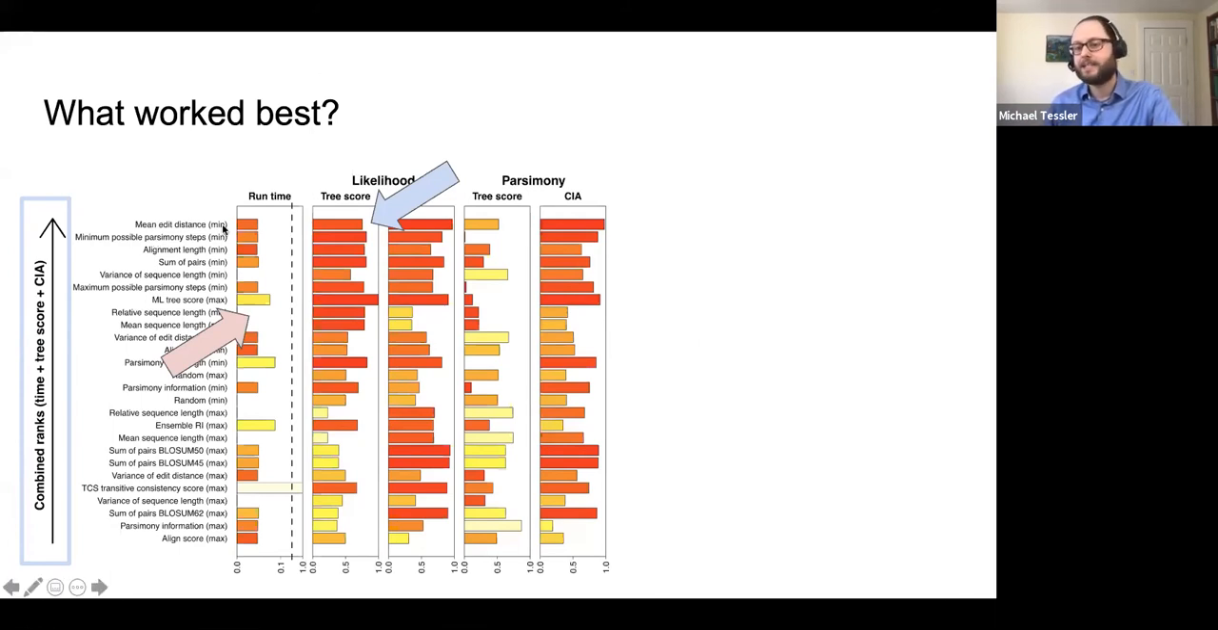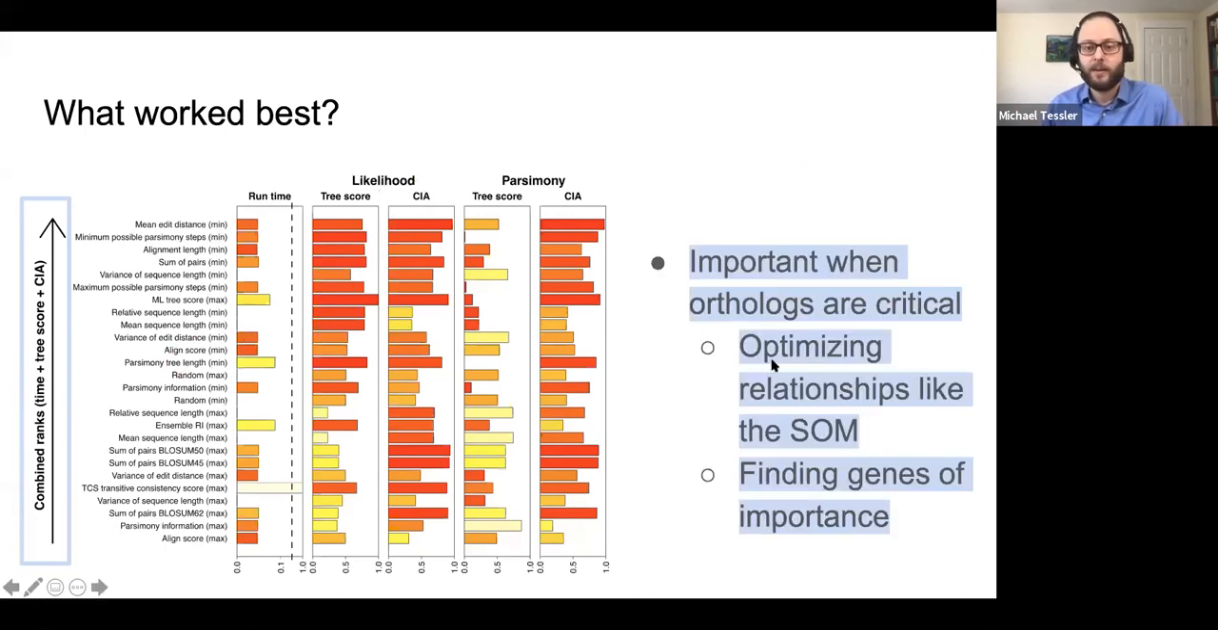And what we find is that things that are just changes in alignment length and things like that can often be a much better predictor, or sorry, pretty much as good of a predictor, and they take almost no time. So they are a really good way for picking between paralogs. And so again, why is this important and why does this relate to the SOM?